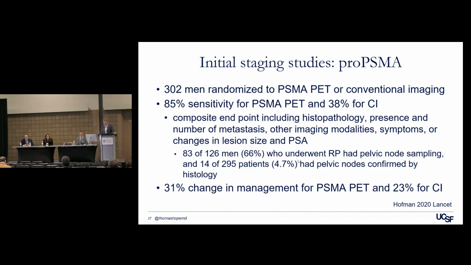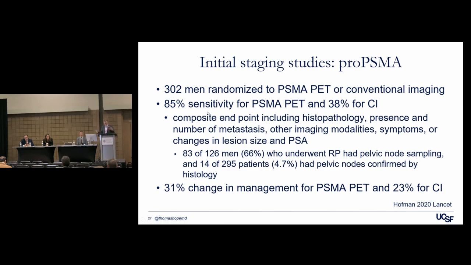What they're talking about is, in essence, a sensitivity for mets that you see on conventional imaging outside of the pelvis, right? Bone scans and big nodes. And obviously in that setting, you have a much higher sensitivity because you're, in essence, confirming it with conventional imaging. So it's sort of a weird biased sensitivity. So this isn't as if it has a better sensitivity than the other.